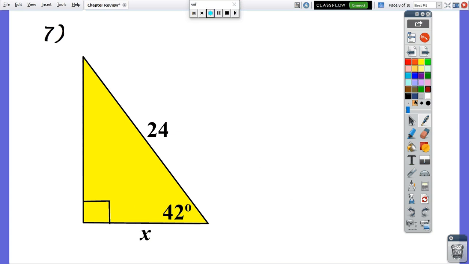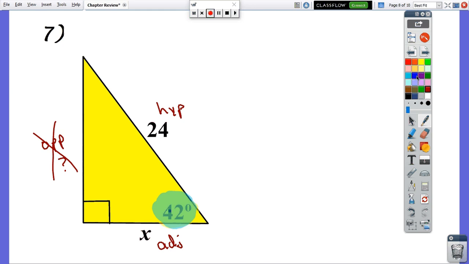All right, so let's try this one. Again, 42-degree angle down here. Now let me get a different color. Yellow on yellow doesn't work out too well. There we go. All right, now the 24 this time is the hypotenuse, and the x down here is still the adjacent. Now the opposite side over here, notice nothing over here, so who cares? We're not going to be discussing opposite sides at all.